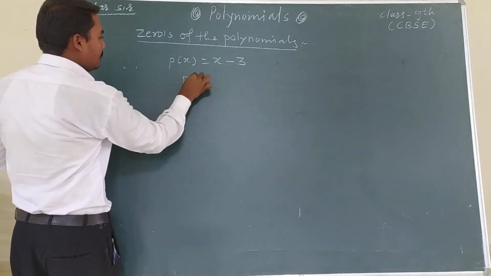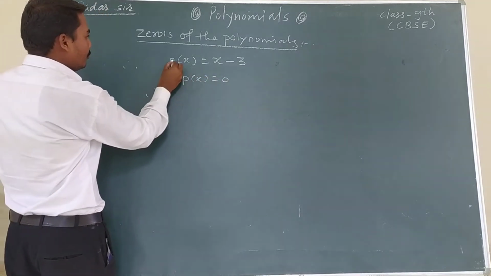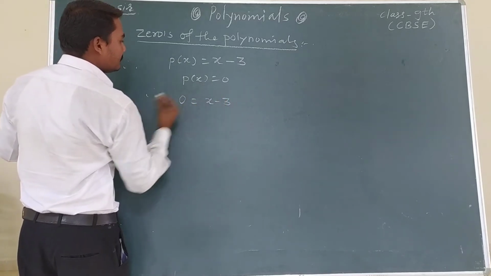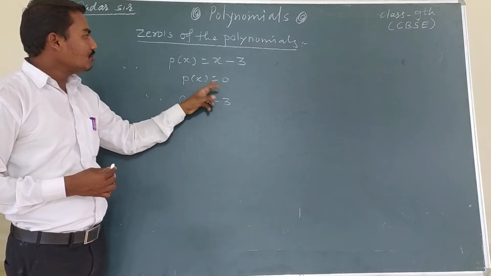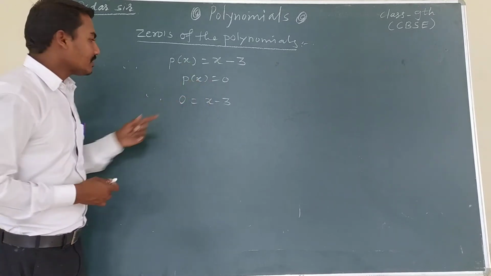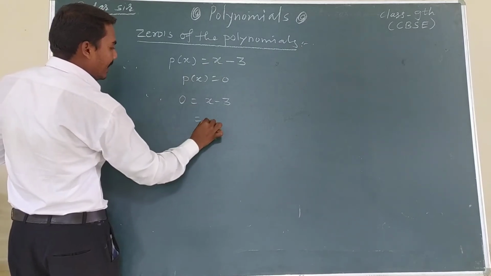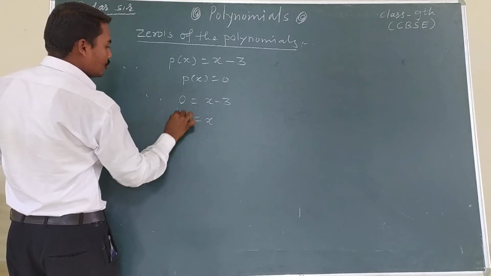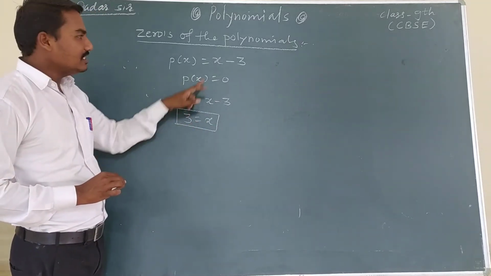So the polynomial must become 0. So, how does it become? 0 is equal to x minus 3. I have put p of x is equal to 0, so the polynomial becomes 0. So x is equal to, here is minus, it becomes plus 3. So x is equal to 3. It is the zero of this polynomial.